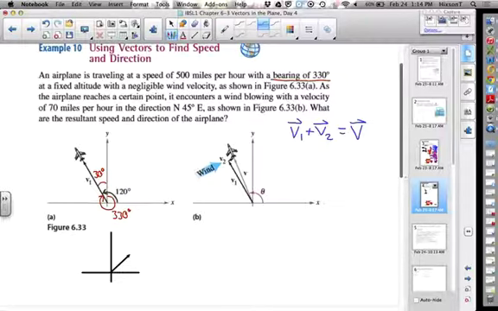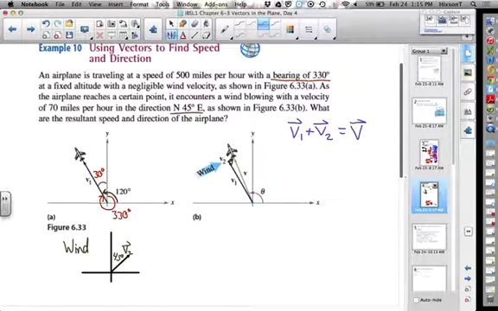We also need to do the same thing with the wind. Okay? Now the wind, they didn't give us a separate picture for this, so I drew one for us, okay? This is the wind vector right here, this V2. All right? So this is V2. Now, it gave us a direction here of north 45 degrees east. That means this angle right here is 45 degrees.